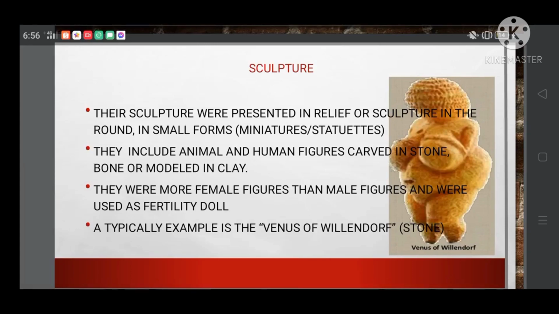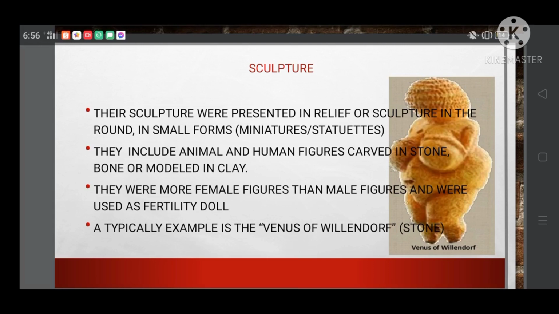Sculpture. Sculpture began in ancient Greece. A visual art originally made by carving and modeling in stone, metal, ceramics, wood, and other modern materials. Their sculptures were presented in relief or sculpture in small forms like miniature statuettes. They include animal and human figures carved in stone, bone, or modeled in clay. And also, there were more female figures than male figures and were used as fertility dolls.